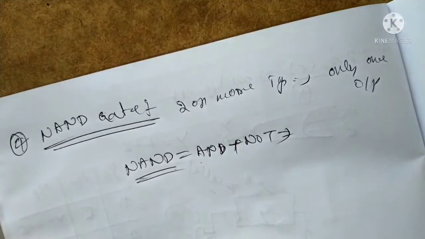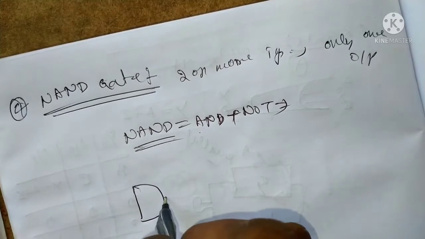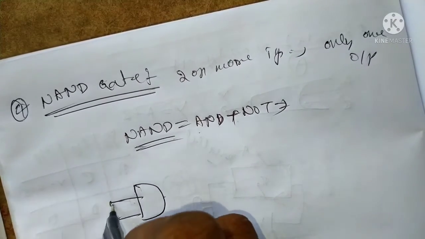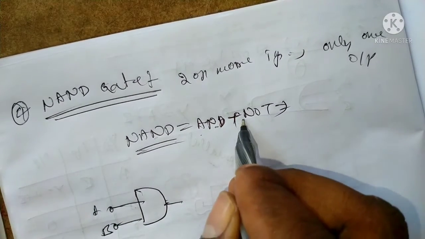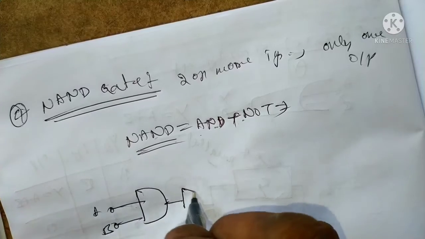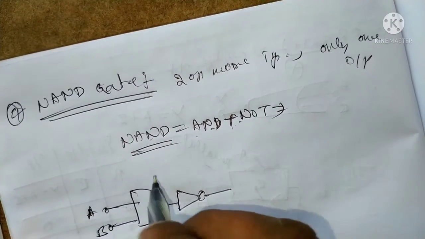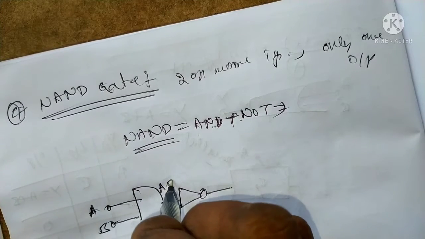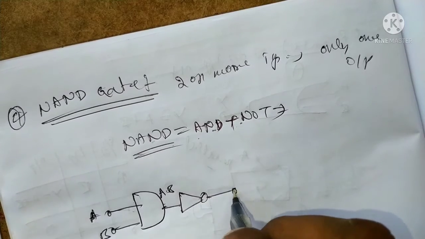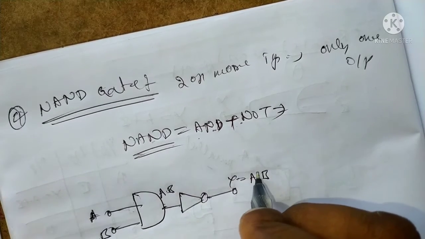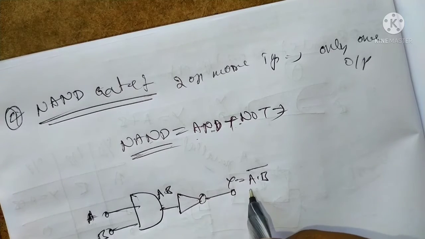NAND gate circuit: the symbol of the AND gate is this, with two terminals A and B, plus a NOT gate. AND gate means A dot B. Here Y is equal to A dot B bar, that is the NOT gate. It is the NAND gate form, and the result is NOT gate.